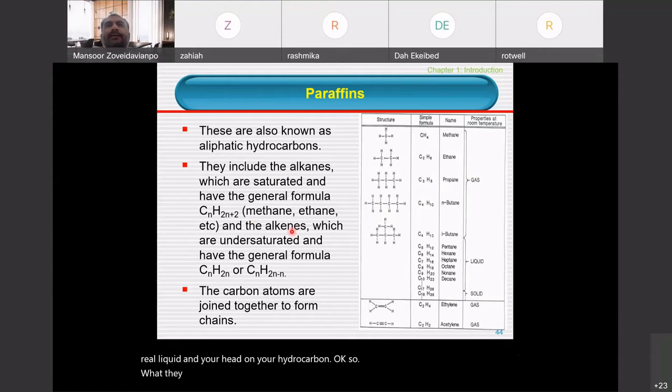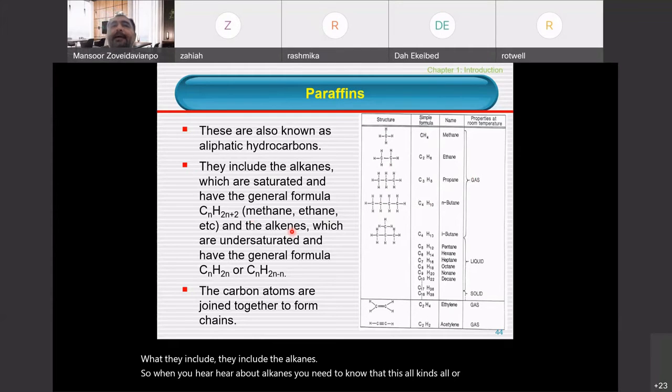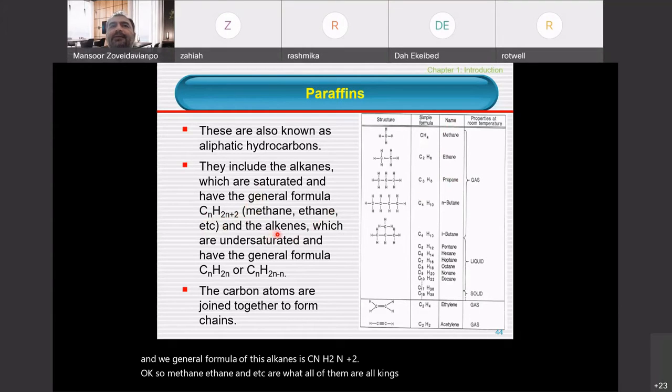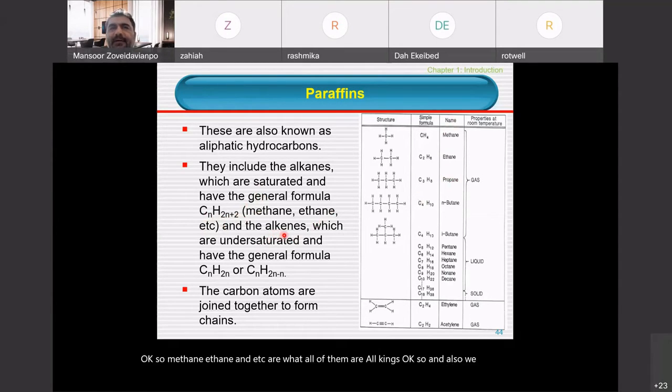They include alkanes. When you hear about alkanes, you need to know that these alkanes are all saturated. Okay, and the general formula of these alkanes is CnH2n+2. So methane, ethane, and so on, all of them are alkanes. Okay, and also we have alkenes.